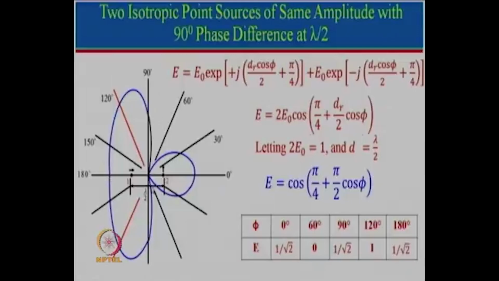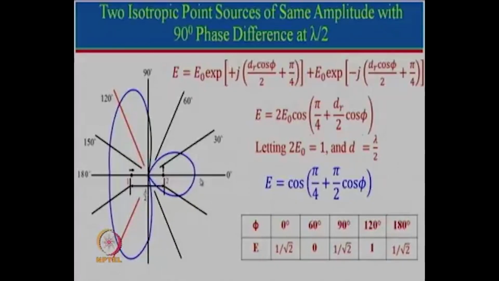So if you really see here in this particular half, the half power beamwidth is complete 180 degree, because it starts from 1 by square root 2 here, and then it goes to 1, then 1 by square root 2 goes to 1, and 1 by square root 2, and there is a back radiation here.